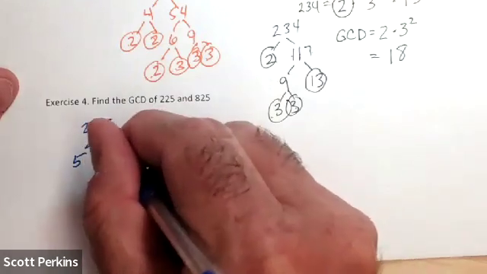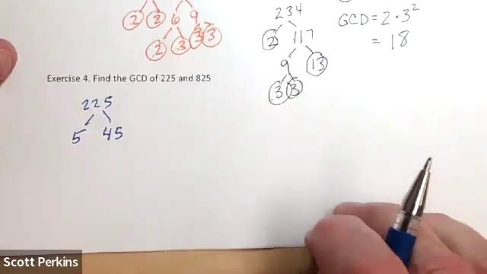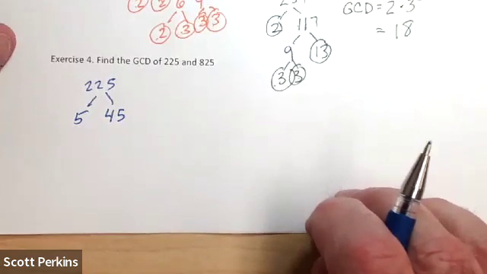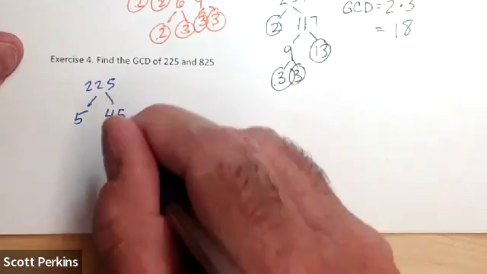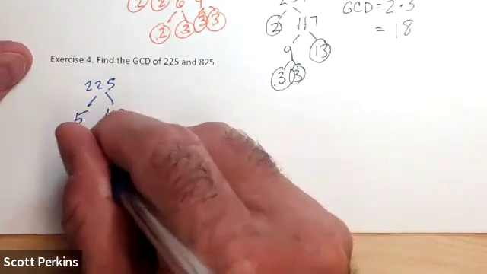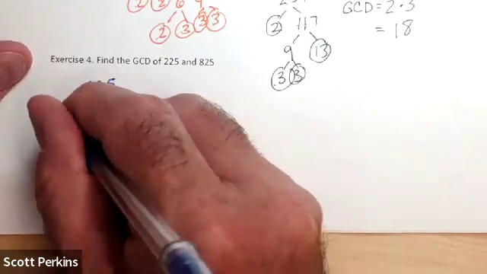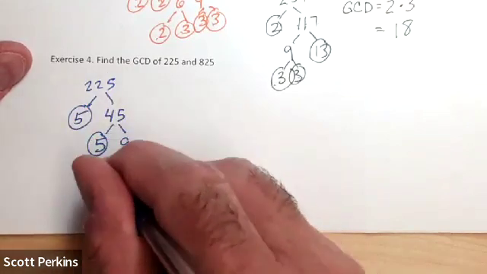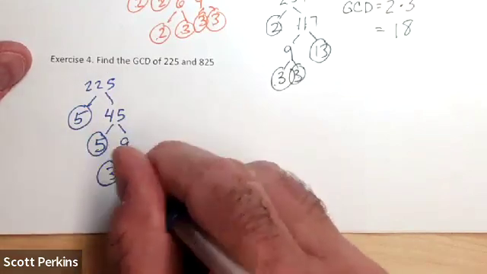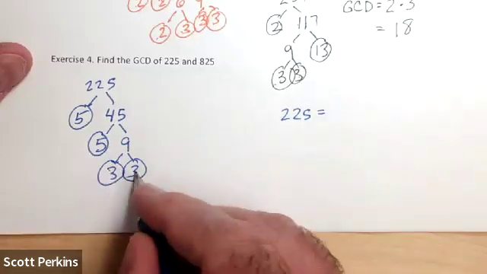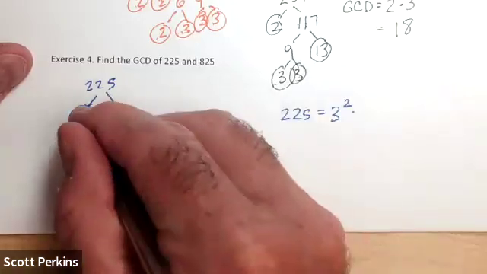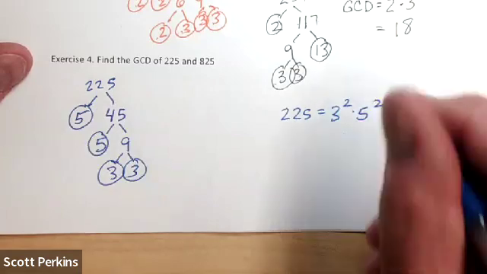So those rules for divisibility help me because now I took a larger number, 225, and I broke it down into something more manageable. 45, again, ends in 5, so it's 5 times 9. Each of these 5s is prime. 9 is 3 times 3, which is prime. It's on my list. So 225 is equal to 3 squared times 5 squared.